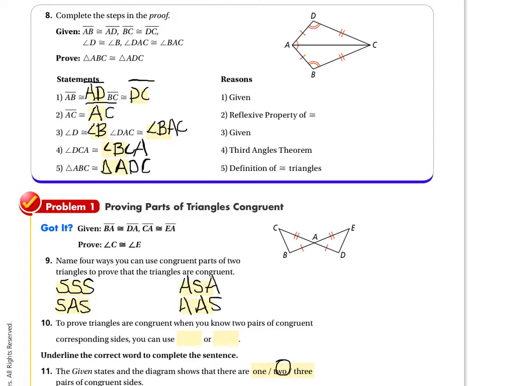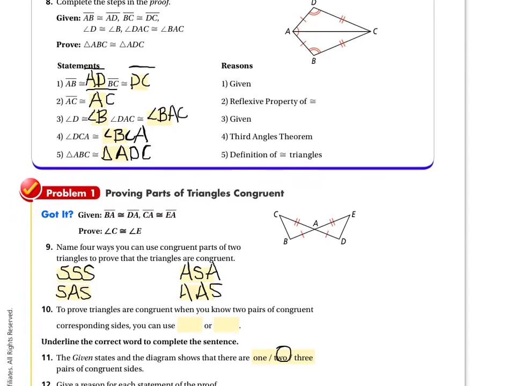On number 8 here at the top, we're going to complete this proof, and we're given that segment AB is congruent to segment AD, and segment BC is congruent to segment DC. What we're trying to prove is that triangle ABC and triangle ADC are congruent. As you can see, we always start with the given statement, and we go from there. Now you will see a lot of reflexive property and third angle theorem. So after you get that copied down, let's move on to problem number 1.